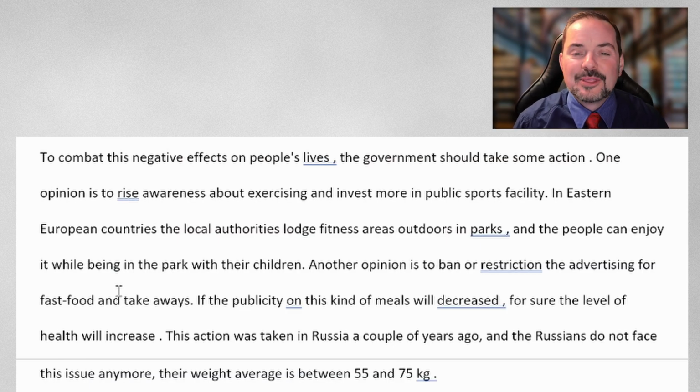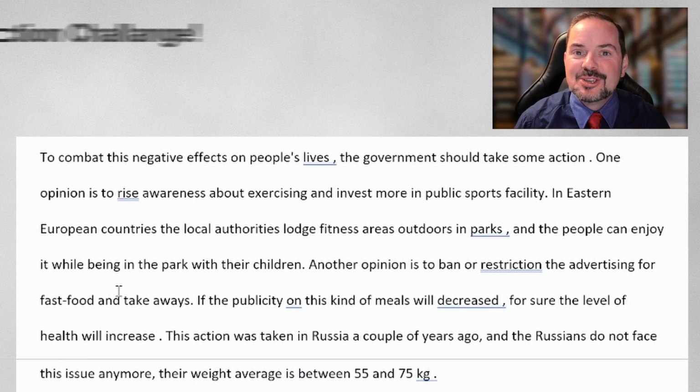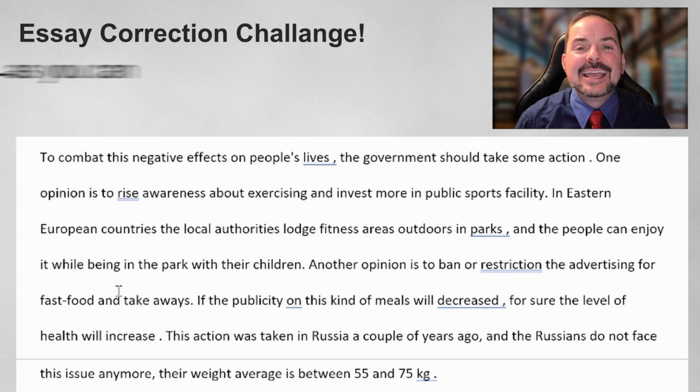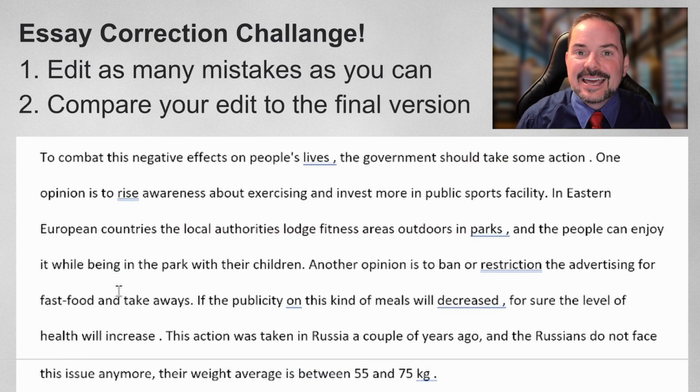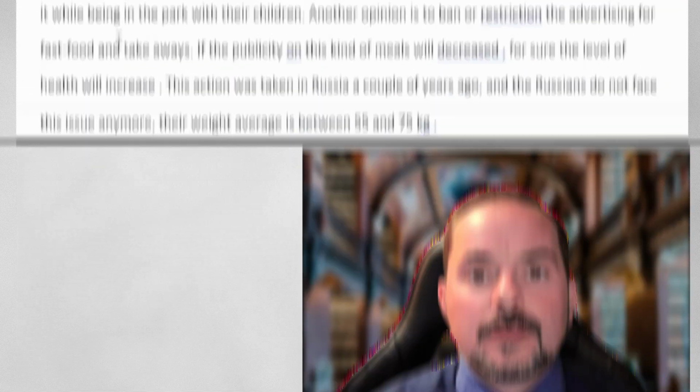Before I reveal the mistakes in this body paragraph, I challenge you to edit and find as many of the mistakes as you can. Then, check to see if you have found all the mistakes that I found. And if you haven't, it's important to figure out why not, so that you do not make those mistakes when you write your Task 2 essay. Take a couple of minutes and do it now.